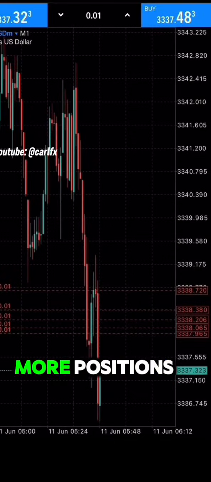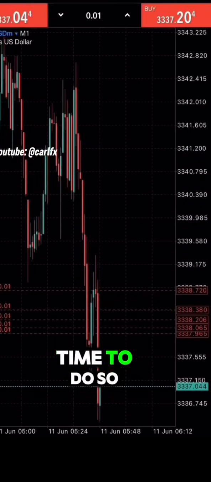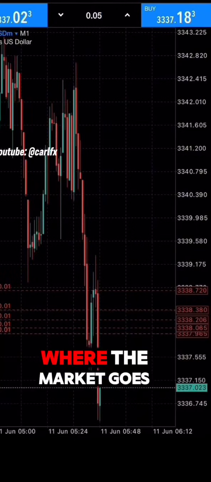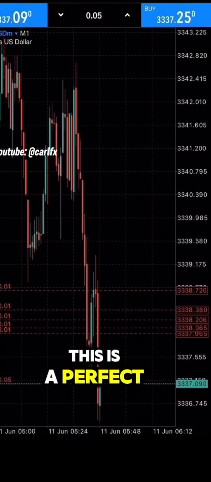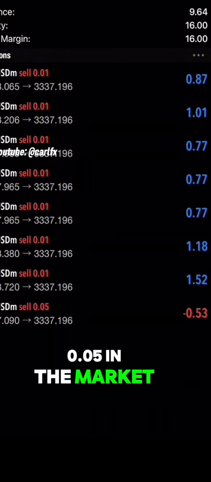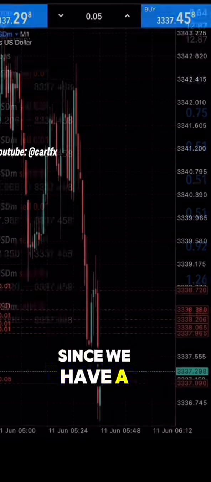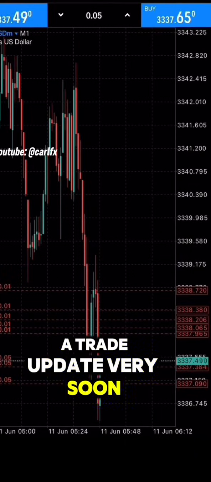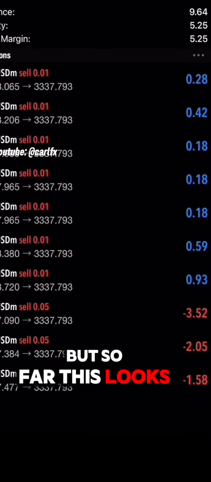If I feel like adding more positions, this is the perfect time to do so. But I will just continue holding and see where the market goes. But this is a perfect time to add more positions. I'll add 0.05 in the market, since we have a cushion, a layer that will protect us. I'll give you guys a trade update very soon, but so far this looks very good.